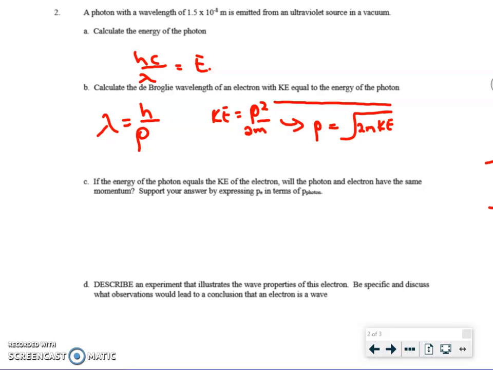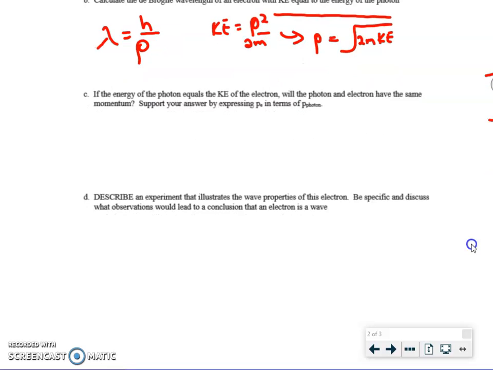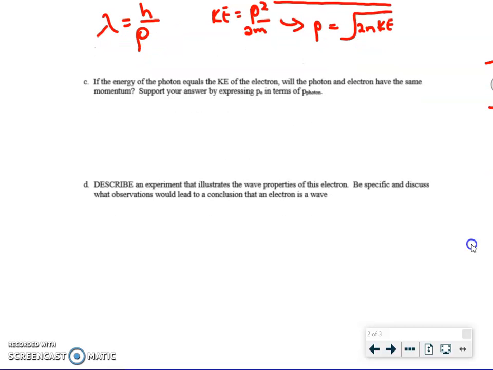Then the last one on this part is about the energy. Oh wait, I think I added one, didn't I? I'm sorry, I forgot that I added a problem on C. Is the energy the same? The answer is no. Let me show you a little derivation.